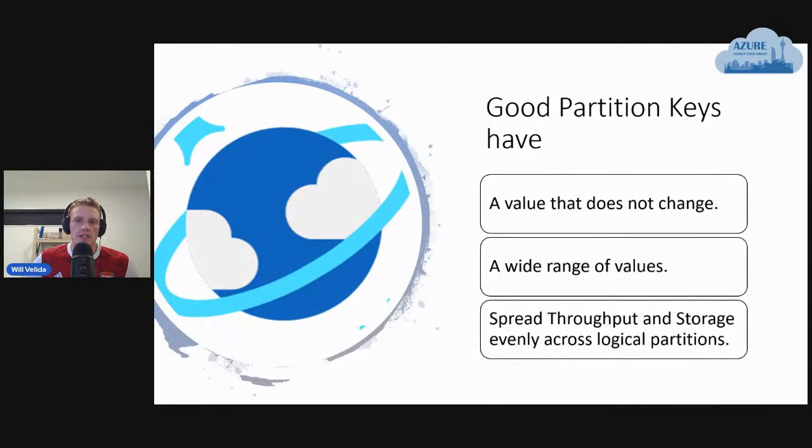Good partition key strategies will have values that do not change. When you commit your item with a partition value, you can't then go and update this value. So say if I add a document about a hotel in London, I can't go, oh, sorry, this hotel is actually in New York, I need to go and update that. That operation will fail. Partition keys should also have a wide range of values to ensure even distribution across logical partitions in terms of both throughput and storage. And this in turn will ensure even throughput and storage distribution across your physical partitions as well.